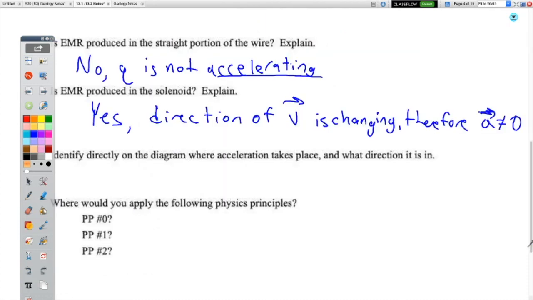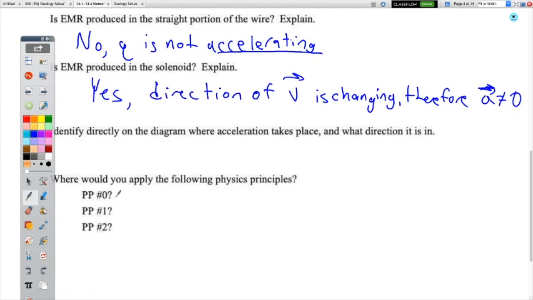Now, where would you apply the following physics principles? So 0, 1, or 2, just to remind you, 0 is where F net is 0, which by extension means acceleration equals 0. Physics principle number 1 is when F net equals ma. In other words, when F net is not equal to 0, and therefore a is not equal to 0. Physics principle number 2 is when we have uniform circular motion, so acceleration equals centripetal acceleration. Okay, so again, it's accelerating.